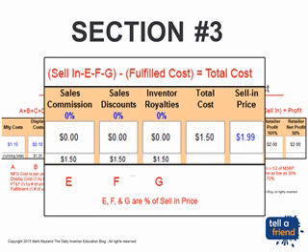We take all of those things, sales commissions, sales discounts, and inventor royalties. They're all a percentage of that sell-in price. So if I have a sell-in price of $1.99 and I'm paying a 10% sales commission, that's 20 cents. Same with inventor royalty. And that starts to erode the profitability in the product.